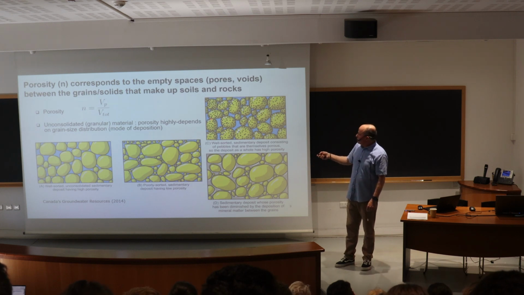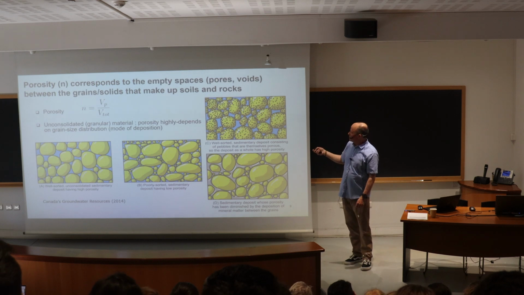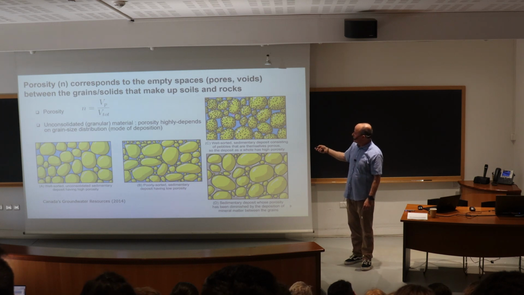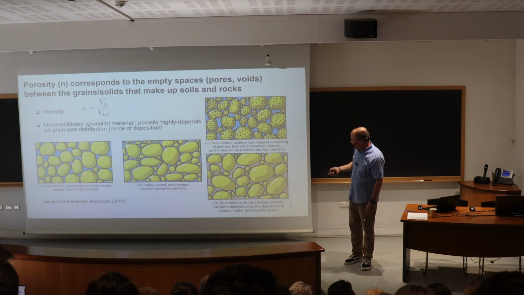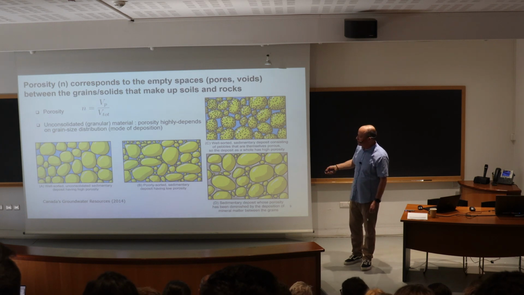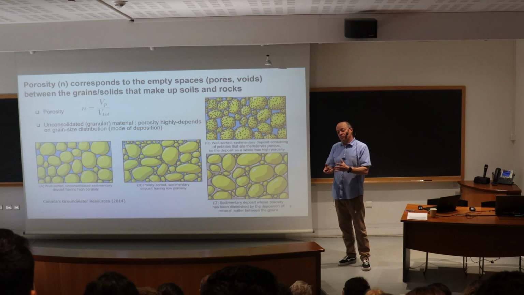We might have here some grains that are themselves porous, so we have two porous systems: the pores formed by the assemblage of grains, and then the grains themselves are porous. Or we could have some filling of the porosity as the deposit basically becomes cemented.